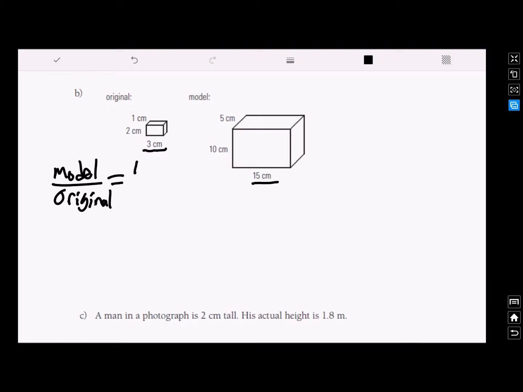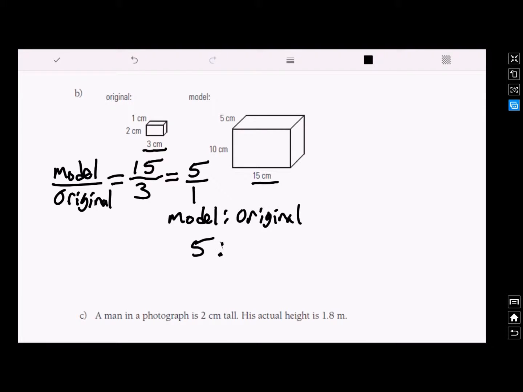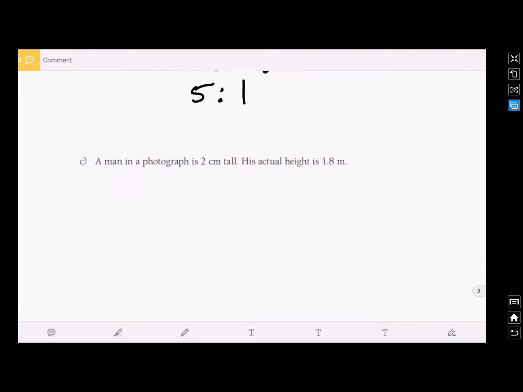So when we do our equation, we put the 15 from the model in the model spot, divided by the 3 in the original, and we'll calculate this out. This will give you an answer of 5 if you use the calculator, but what we really want is 5 over 1. Because then we can show that the model to original ratio is 5 to 1. It basically says that the model is 5 times bigger than the original, or the original is 5 times smaller than the model. Okay. All right.